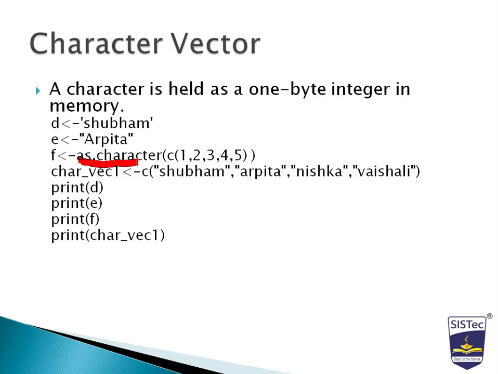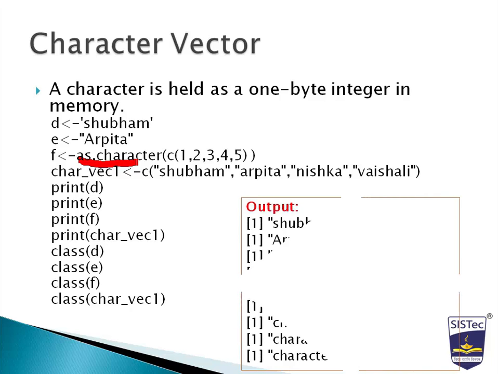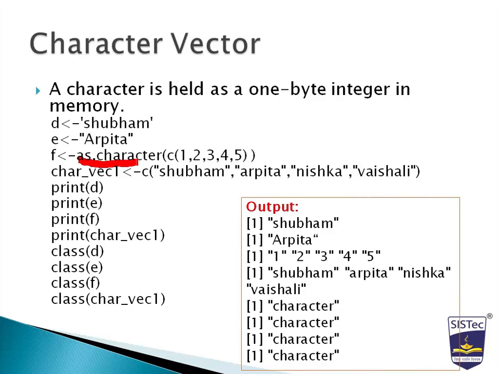These are the four variables, the four different methods that we use to store it. And we also display the classes of each and every variable. So let's look at the results. First, we print the value of D. D is printed as Shubham, but we have initialized it with single quote. Second one is Arpita, that is initialized as a double quote.